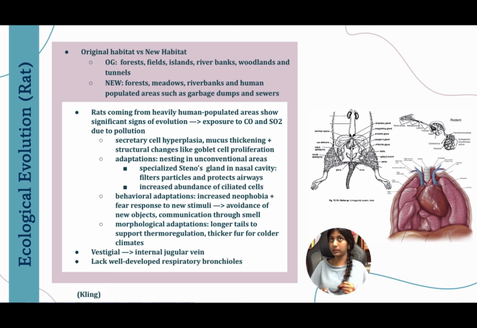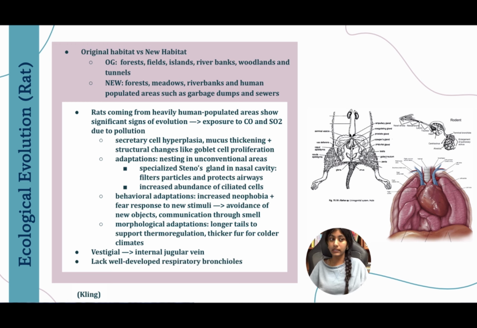Furthermore, they had to adapt by being able to nest in unconventional areas that humans would usually reside in. They also developed a specialized Stenos gland in their nasal cavity, as well as an increased abundance in ciliated cells. And basically what both of these features do is filter out larger and more harmful particles and protect the airways of the respiratory system. If we look at older rats, like older rat species, they don't have as many ciliated cells as they do currently.